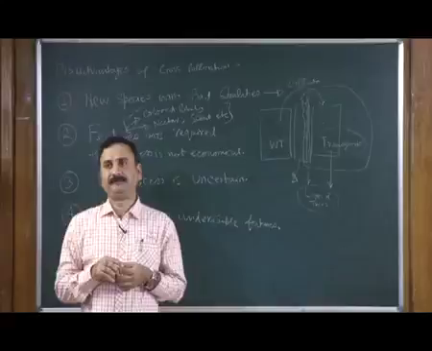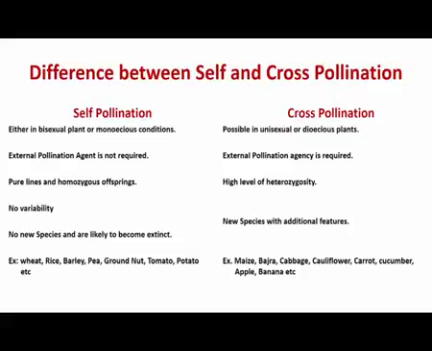Okay, so what you can see on the PowerPoint, I have summarized the differences, or the contrasting features, of self pollination as well as cross pollination. One feature is that in the case of self pollination, the plant should either be bisexual or at least monoecious, meaning the plant should have the male as well as the female flower on the same plant.